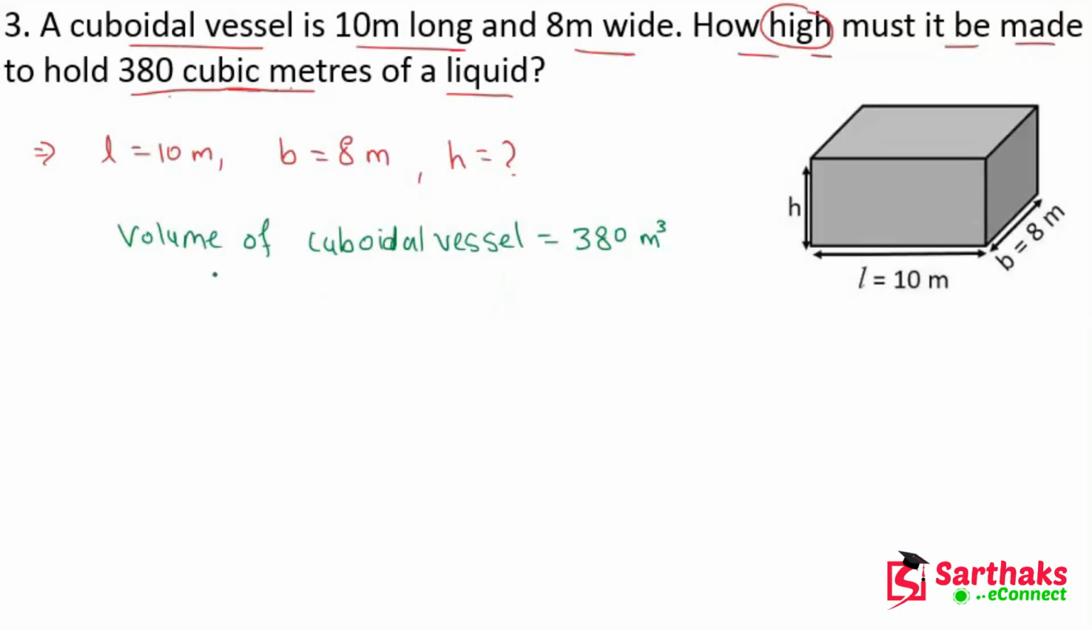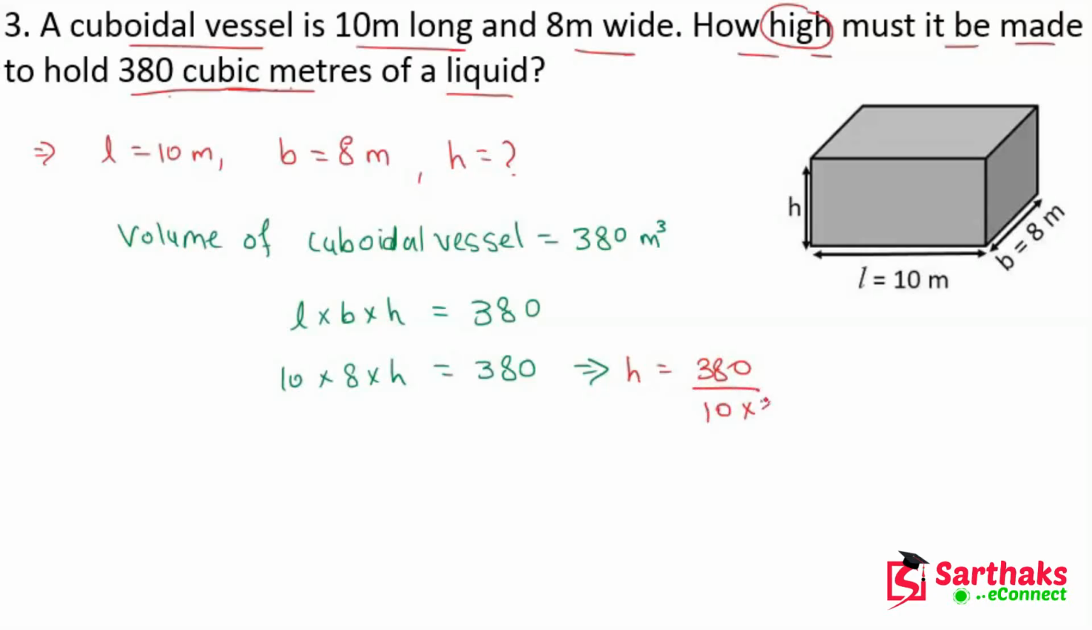And we know that volume of cuboid is length into breadth into h. It means L into B into h is equal to 380. And here L is 10, B is 8, into h, is equal to 380. Now from this we can find h. So h is equal to 380 divided by 10 into 8.